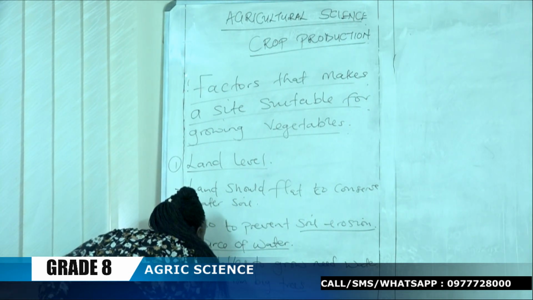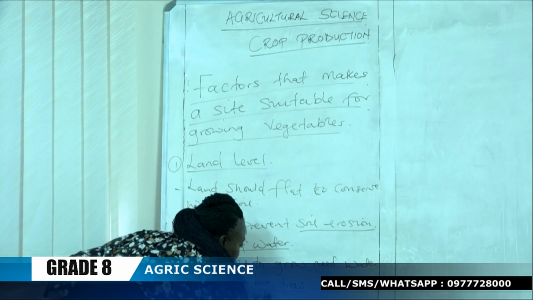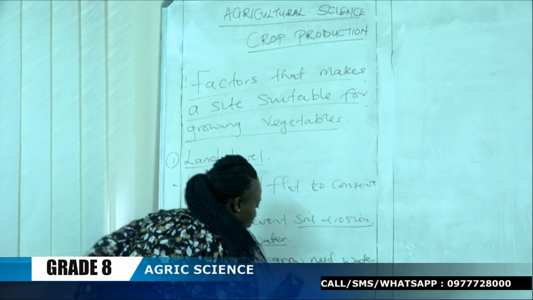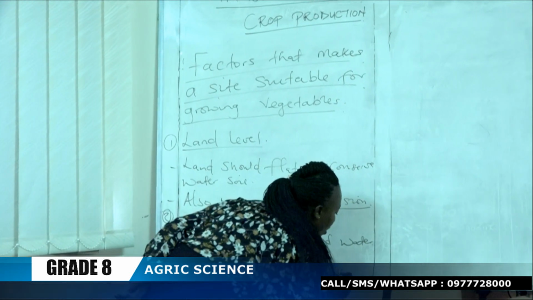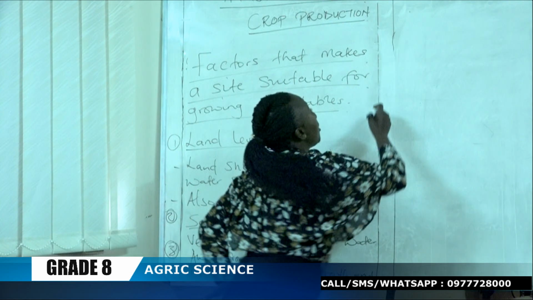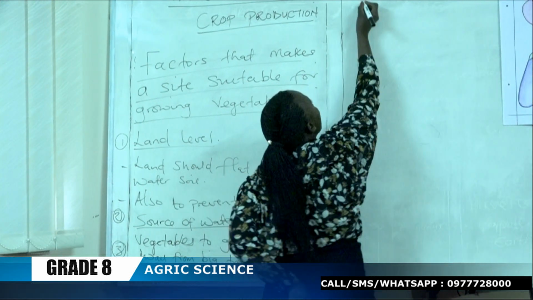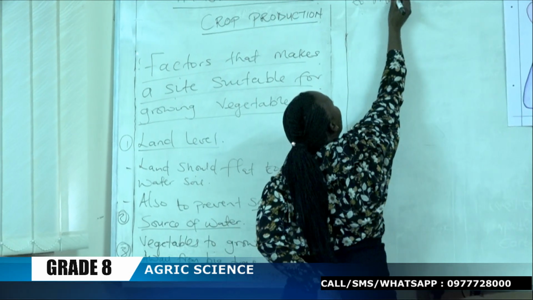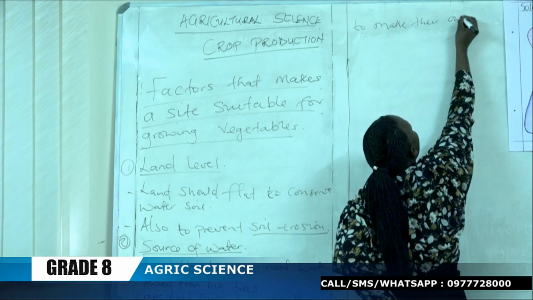So crops need sunlight for growth and to make their own food.